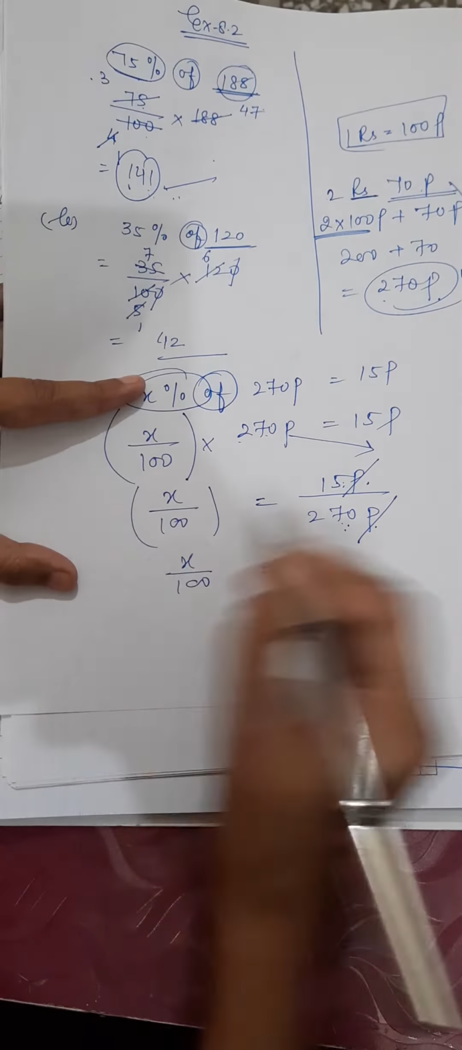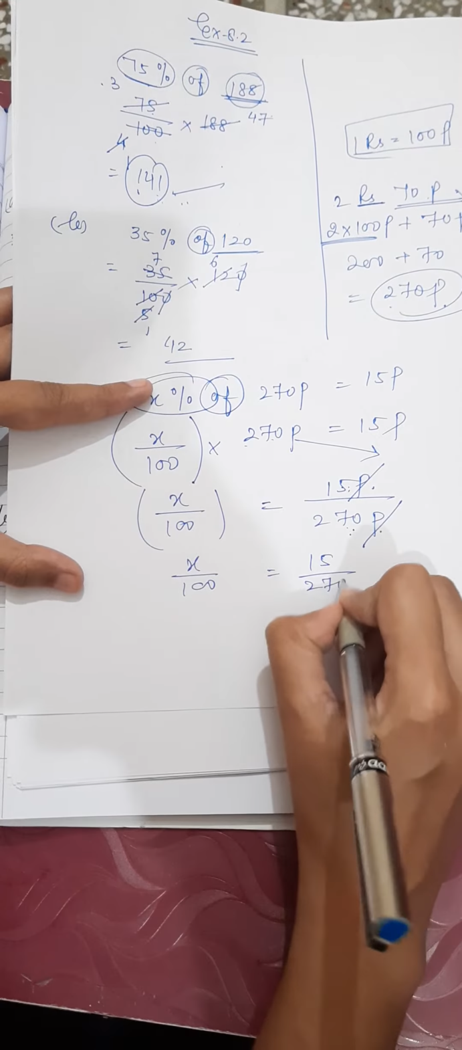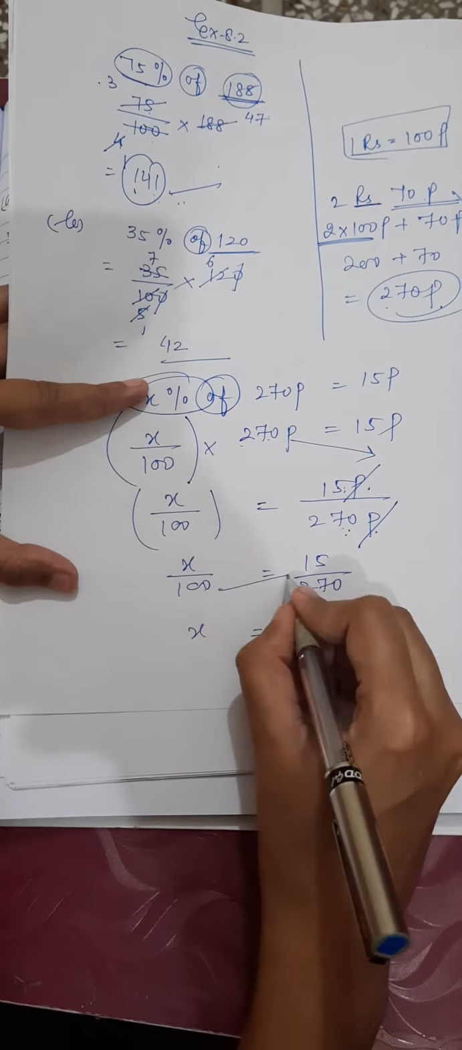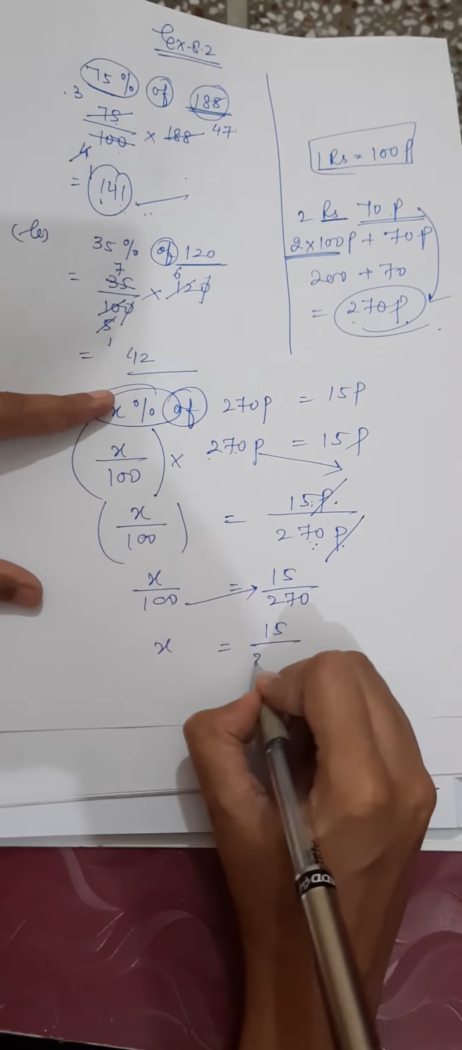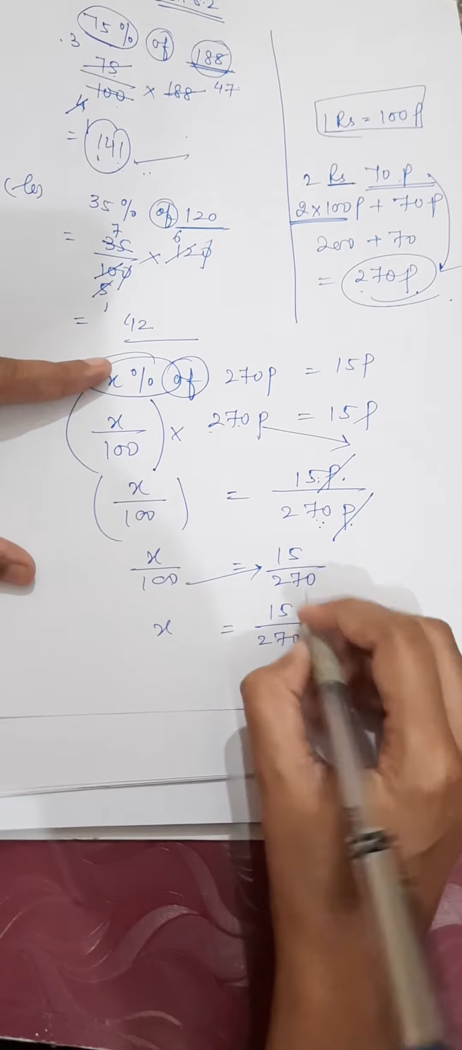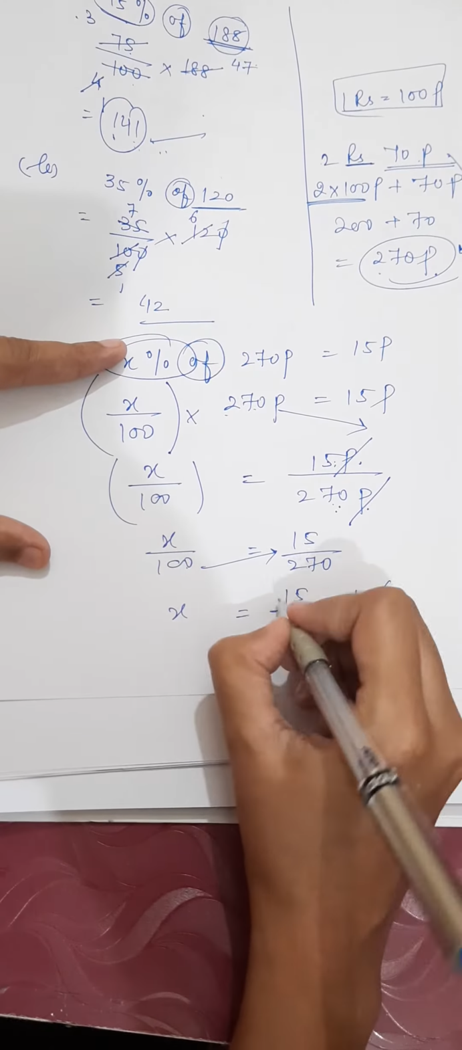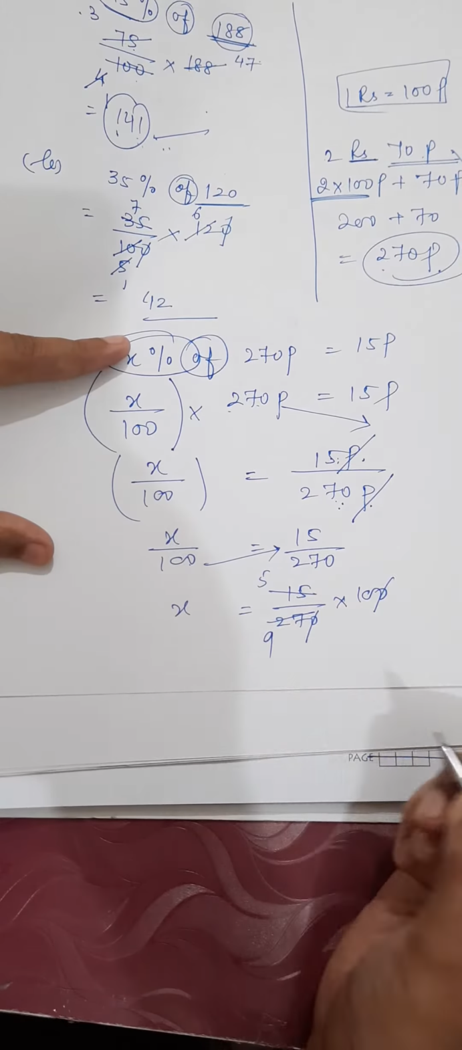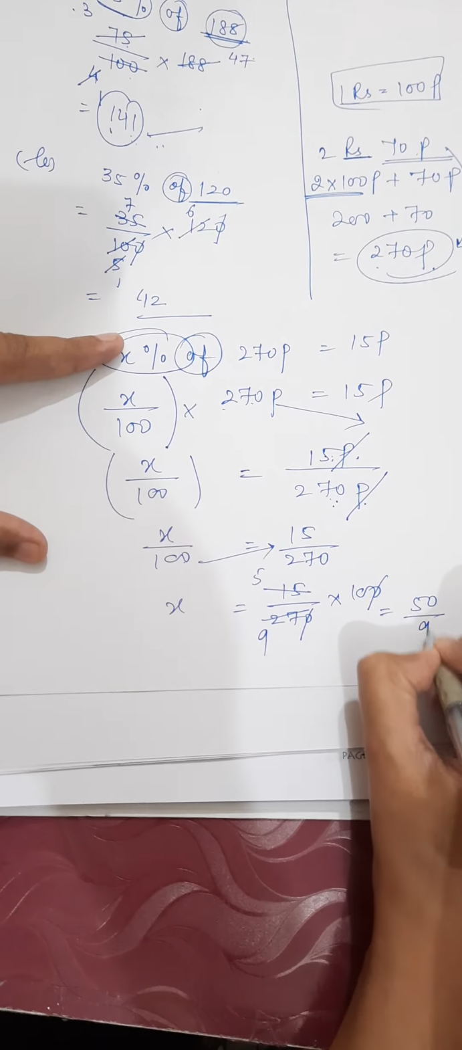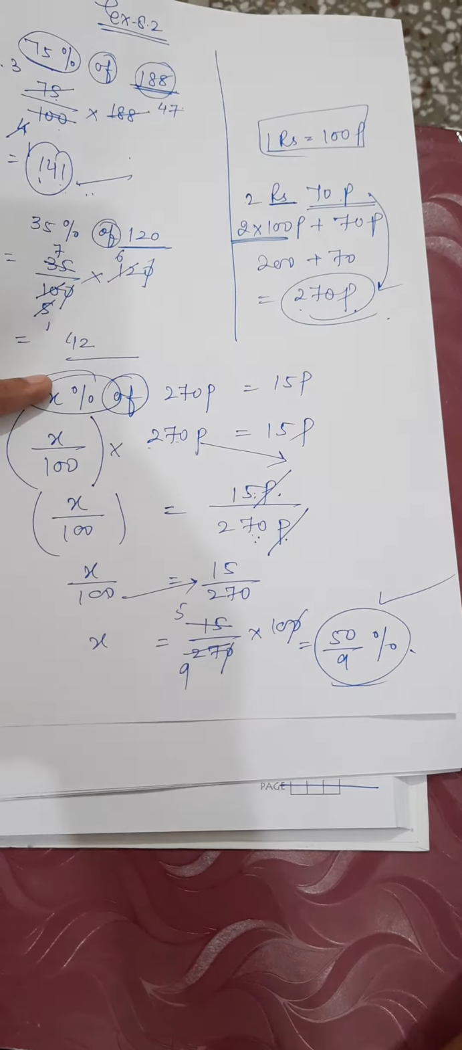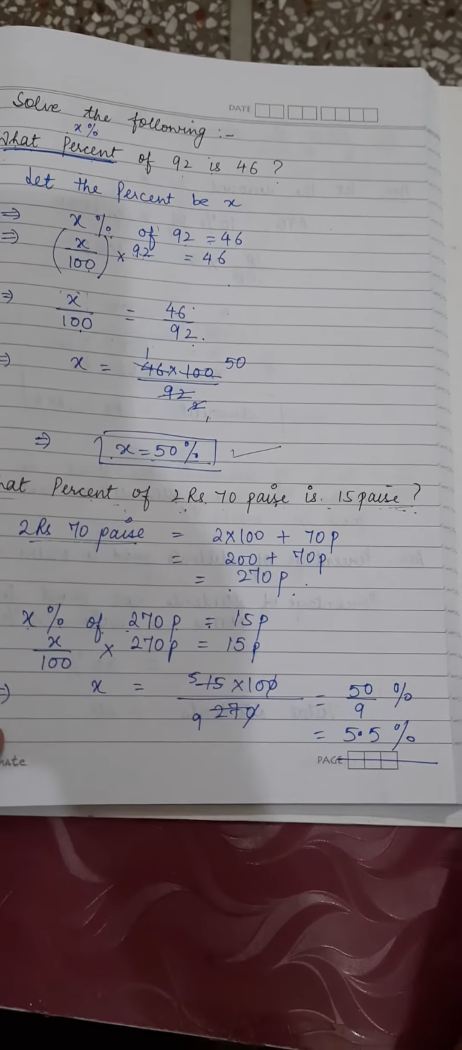Let's bring 100 to the other side. 15 upon 270, so x. Now this 100 I am going to take to the other side: 15 upon 270 into 100. Now 0 and 0 cancelled. 3 5s are 15, 3 9s are 27. So the answer is 50 upon 9%. This is the answer. Please see the solution here.